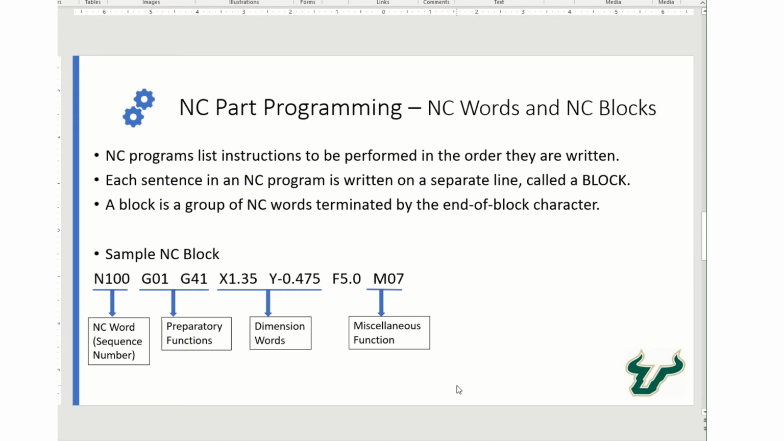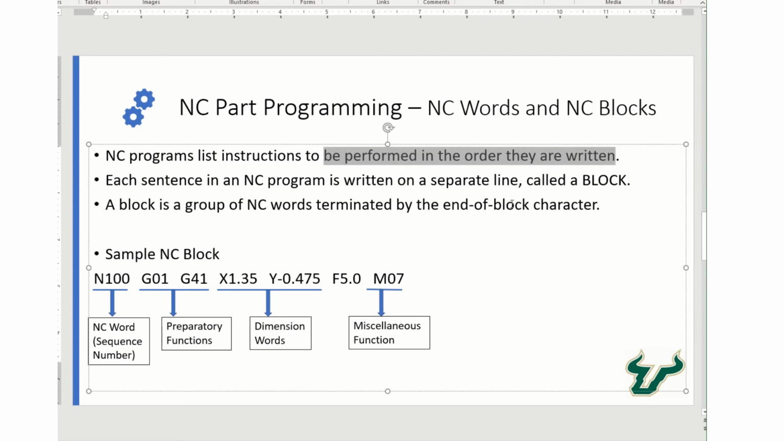All right, so now let's take a look at the NC words and the NC blocks. The NC programs list instructions to be performed in the order they are written. So you have to be very careful about the sequence of the machining processes that you want to achieve for a particular part. Each sentence in the NC program is written on a separate line, and that is called a block. And the block is basically a group of NC words which are terminated by the end of block character.